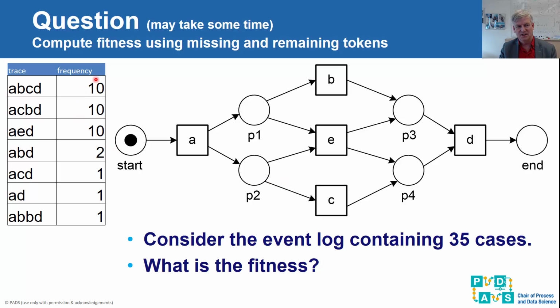So I'm showing a log in tabular format, as I said before. So we have traces, and this is the frequency. So 10 cases are following the trace A, B, C, D. And now the simple question is, I have a model, I have a log, compute the fitness. So now please stop the video and try to do this yourself. You have been given a log, you have been given a model. I explained to you how token-based replay works.